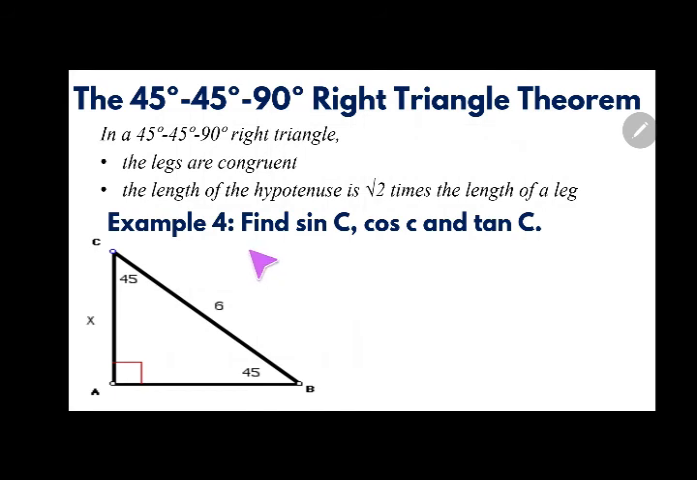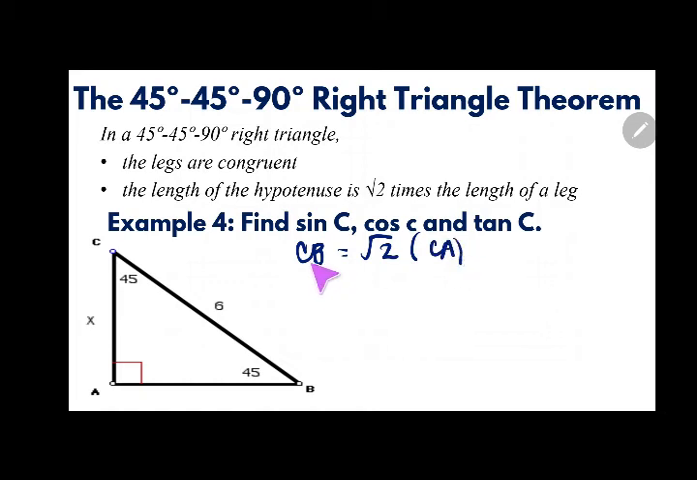Example number 4, we need to find sine C, cosine C, and tangent C. Pero bago yan, kailangan muna nating malaman ang value ng X. So, ang X ay isa sa mga legs ng 45-45-90 right triangle. So, gagamitin natin ang second part ng ating theorem. Ang length ng hypotenuse. So, ang hypotenuse natin sa example na to ay CB. So, CB is equal to square root of 2 times the length of a leg. So, ang leg na pinag-usapan natin ay CA.